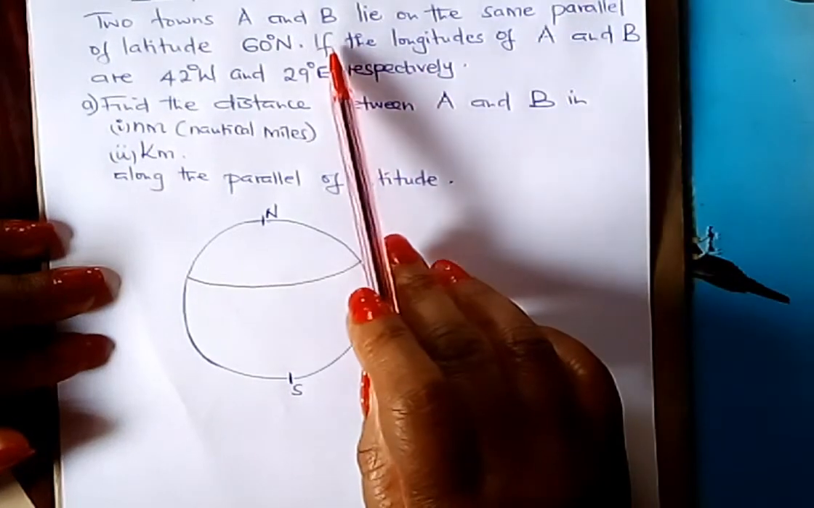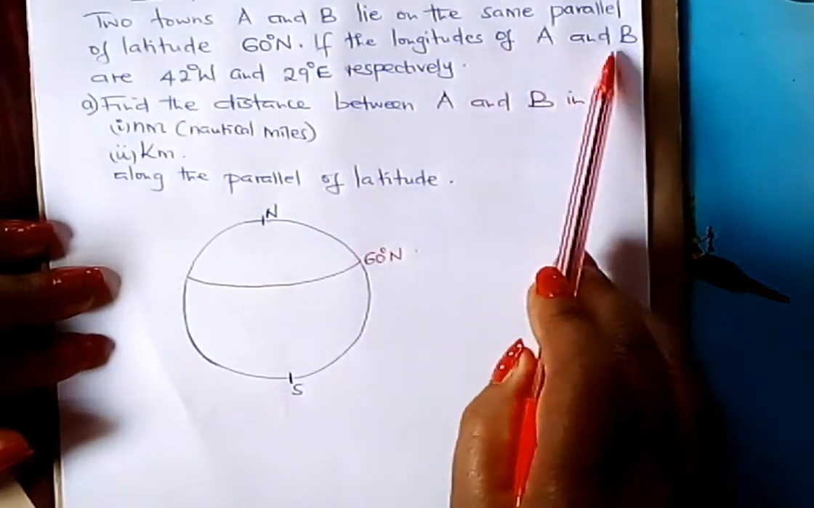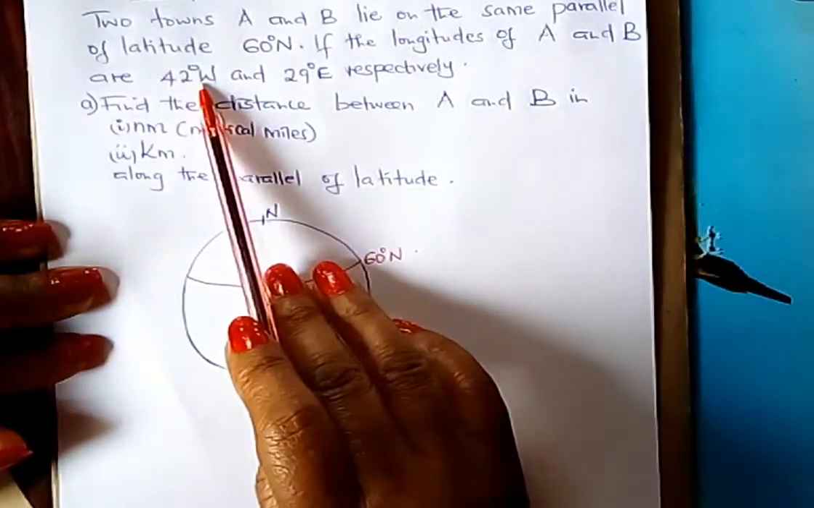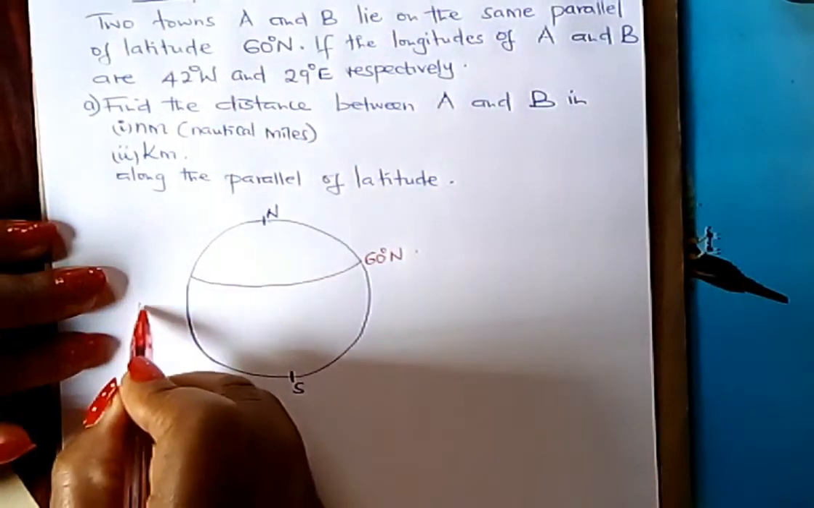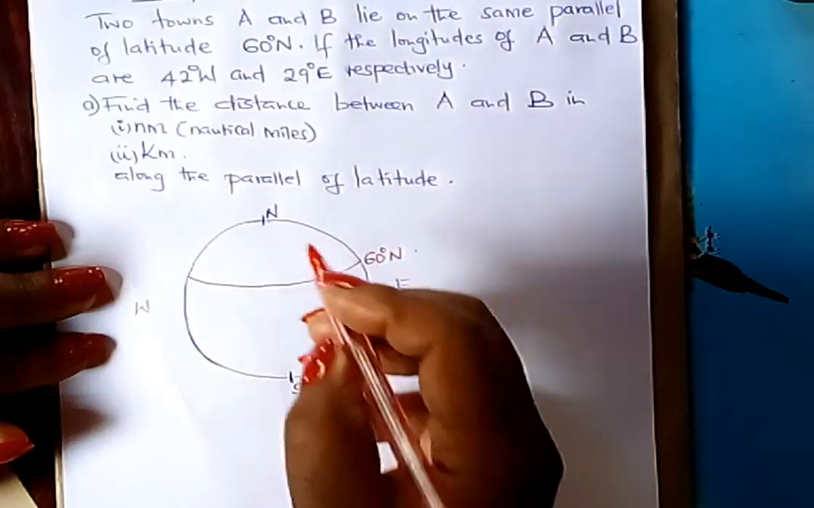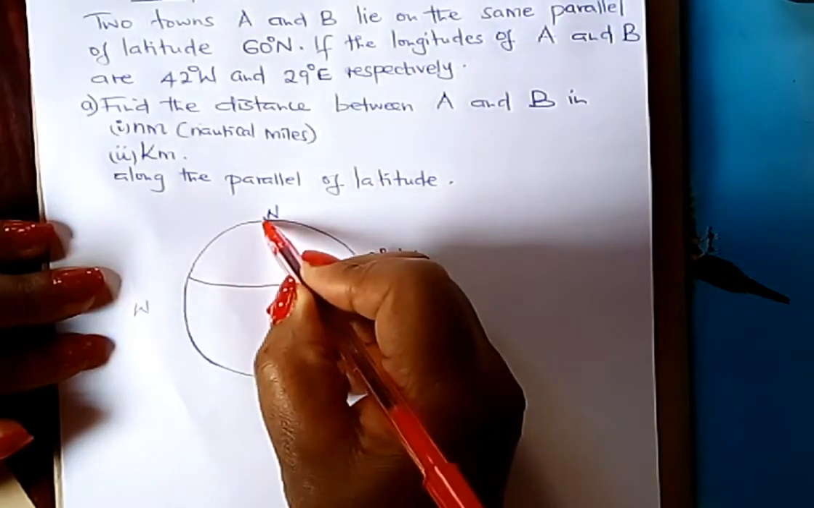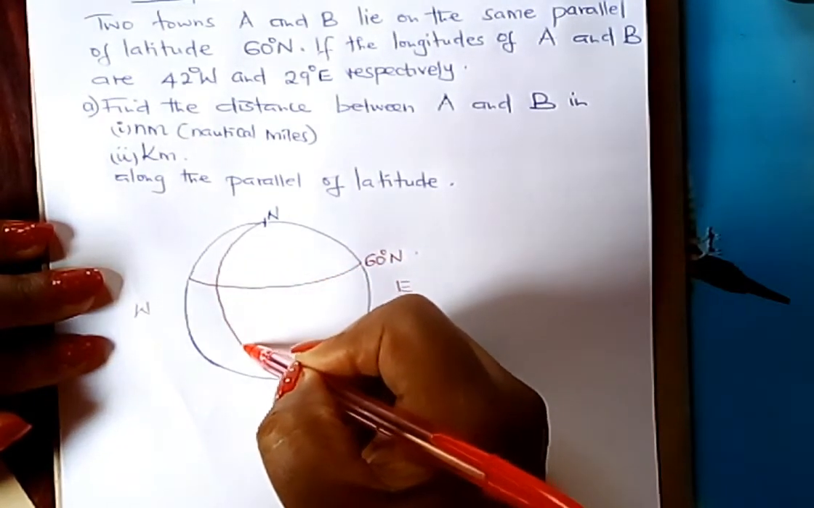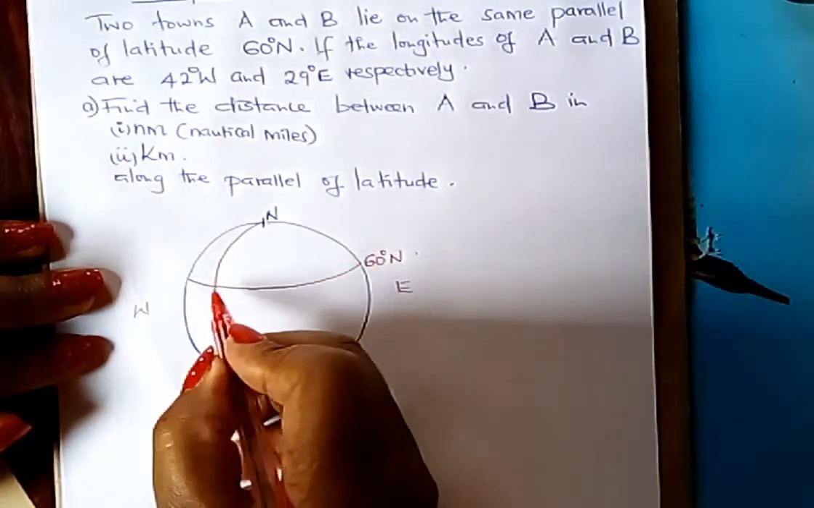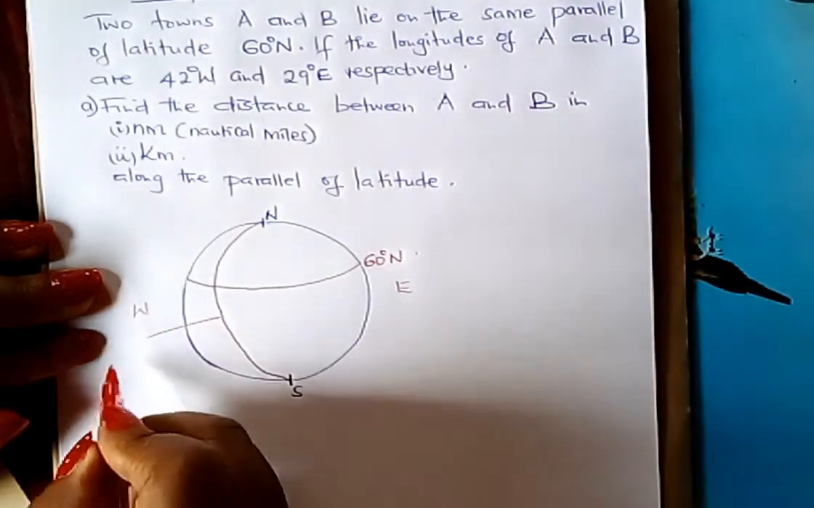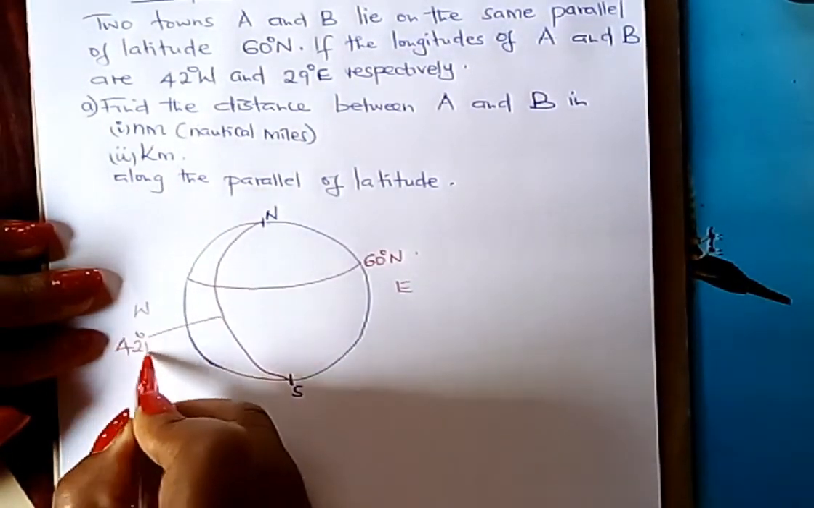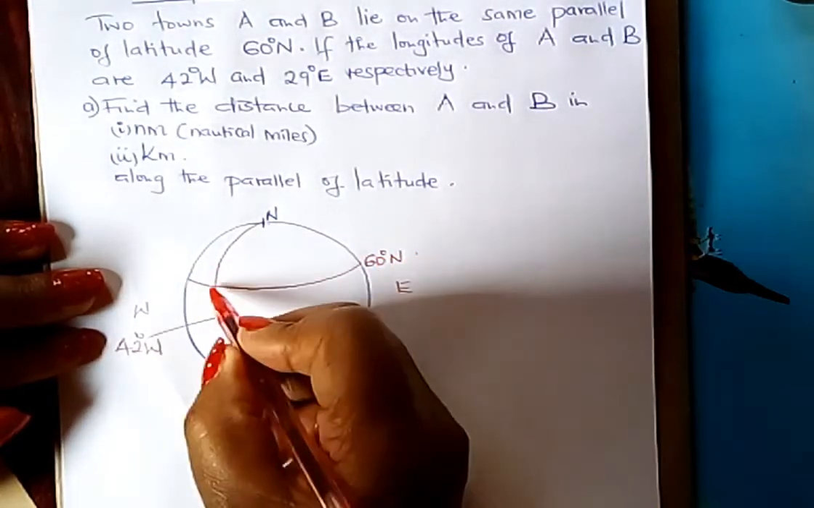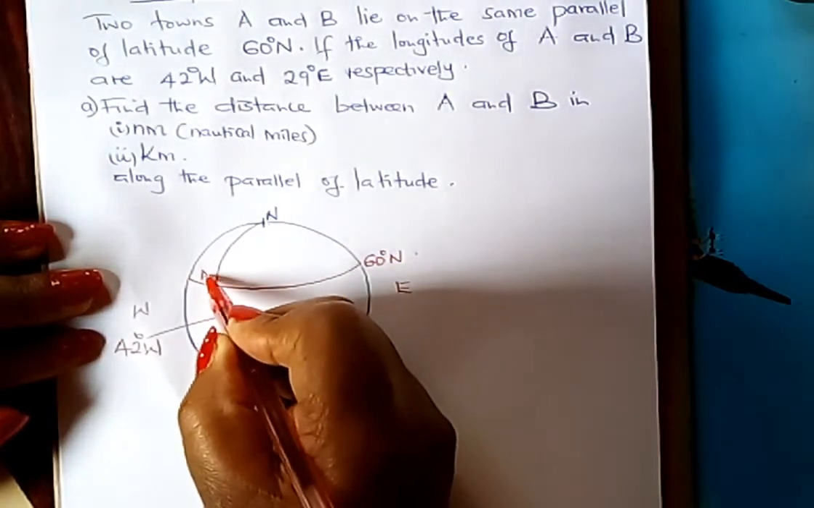Then you are told the longitudes of A and B are this and this respectively. The longitude of A is 42 degrees to the west. West is this side. This is west and this is east. So A lies on 42 degrees to the west. You come and draw like that, and you can even label that 42 degrees to the west. So Lana, A lies on this latitude and this longitude, and therefore A is there.